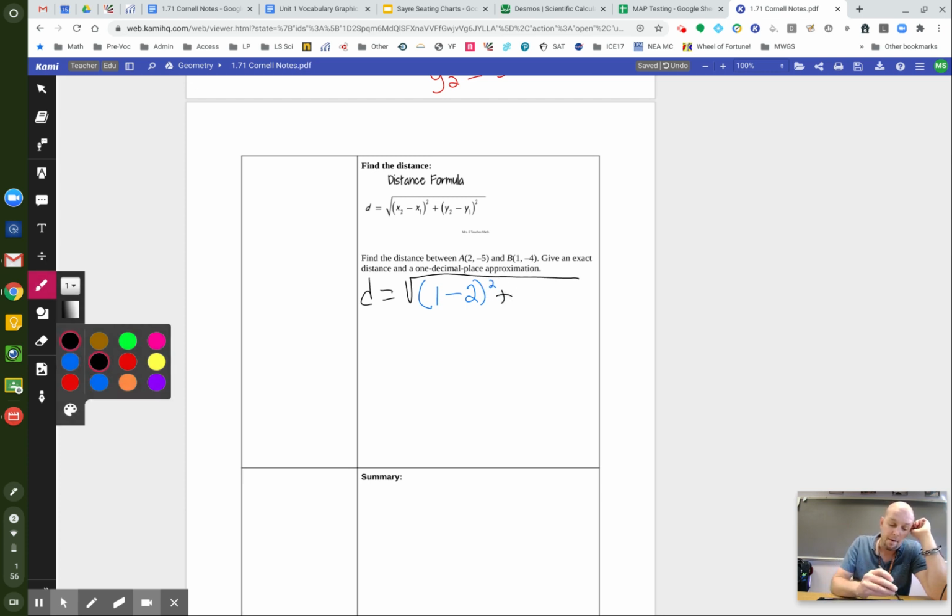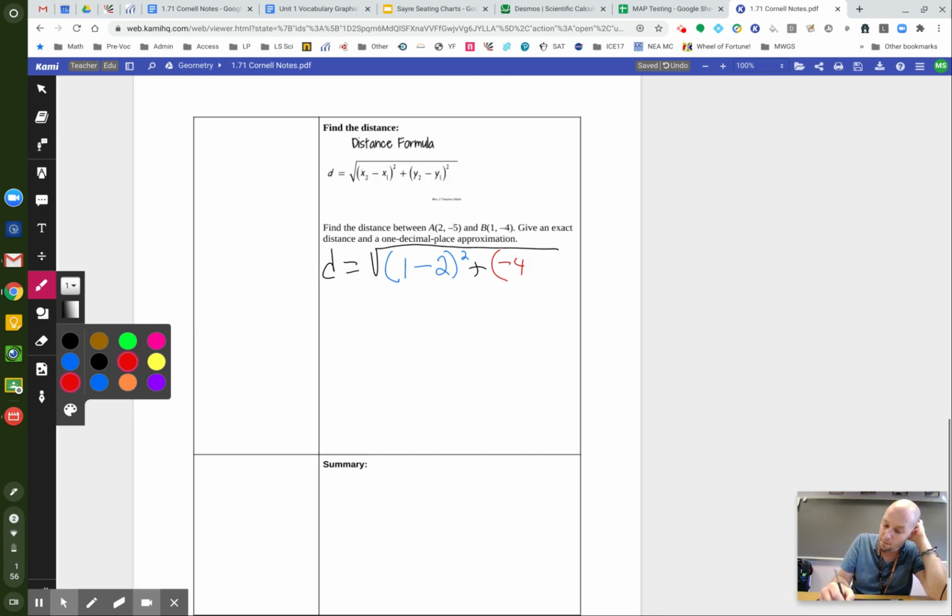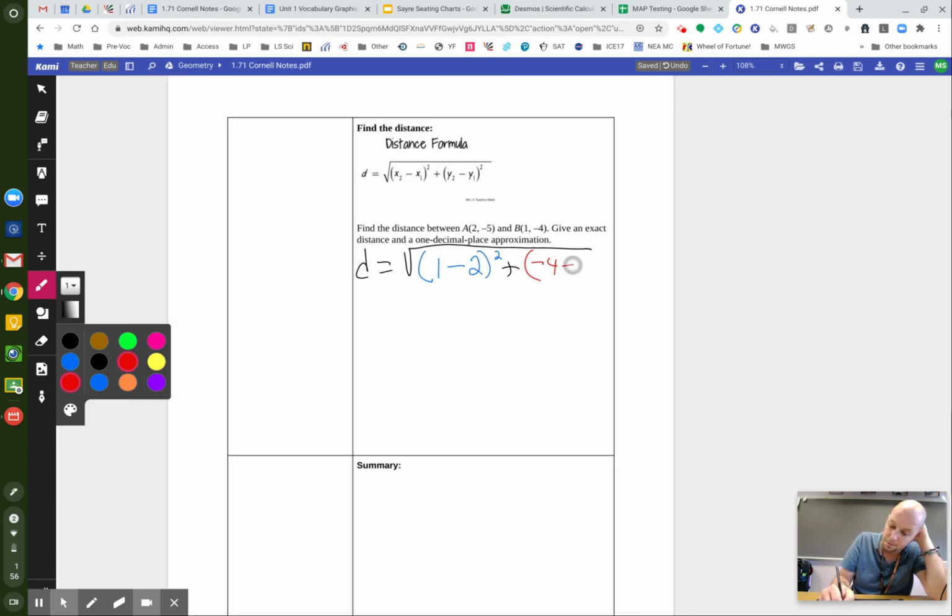Plus, and then I also have to do the same thing with my y's. I use the second coordinate, not the first. So I have negative 4, which comes from right here, minus negative 5, squared. All right? So don't forget, if it's a negative, you have to include the negative.